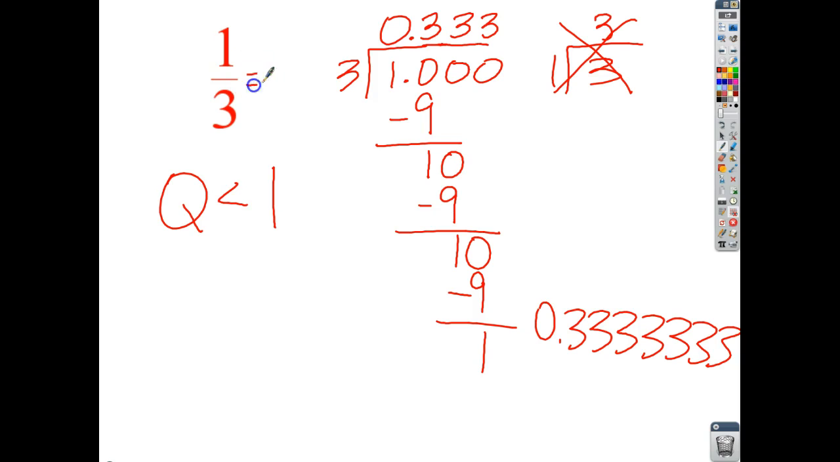Well, in math, we don't want to write that all the time. We're very efficient with our work. So what we're going to do is we're going to put this bar over the top, and that means it's a repetitive pattern. Okay, the 3 is just going to repeat on and on forever and ever and ever, and that's it. All right, hopefully this video helped.